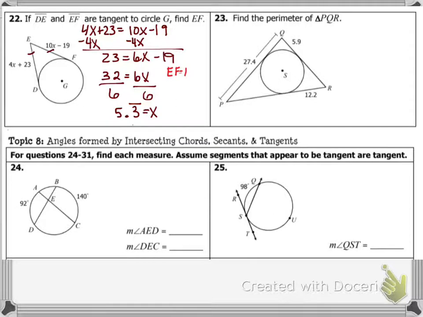So I know that EF is equal to 10x minus 19. I'm going to plug in 5.3 in there. And when I multiply 10 by 5.3, I get about 53.3 minus 19, which is about 34.3. My bad. There we go. Okay. So EF is 34.3.